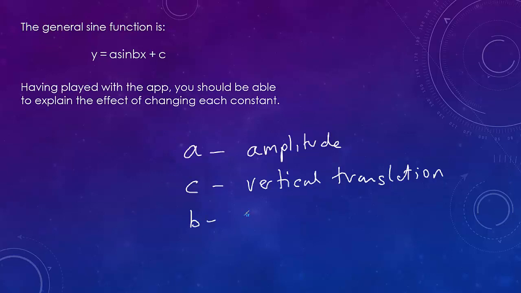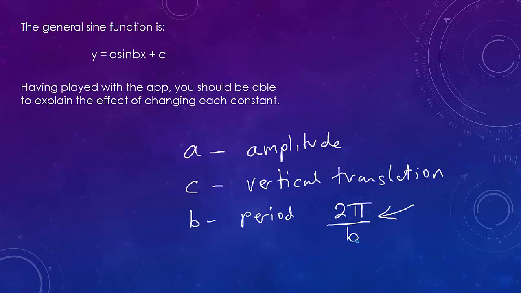The b affects the period. We know that the standard sine graph has a period of 2 pi. When we change b, we get a period of 2 pi divided by b. And this is really worth remembering.